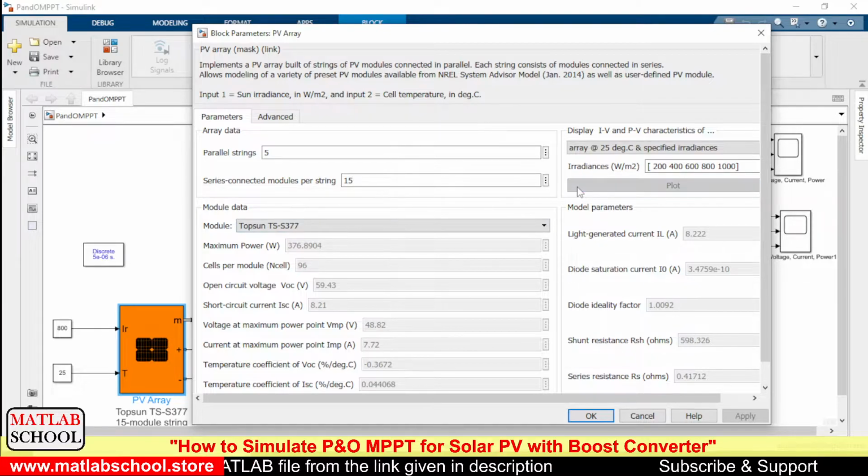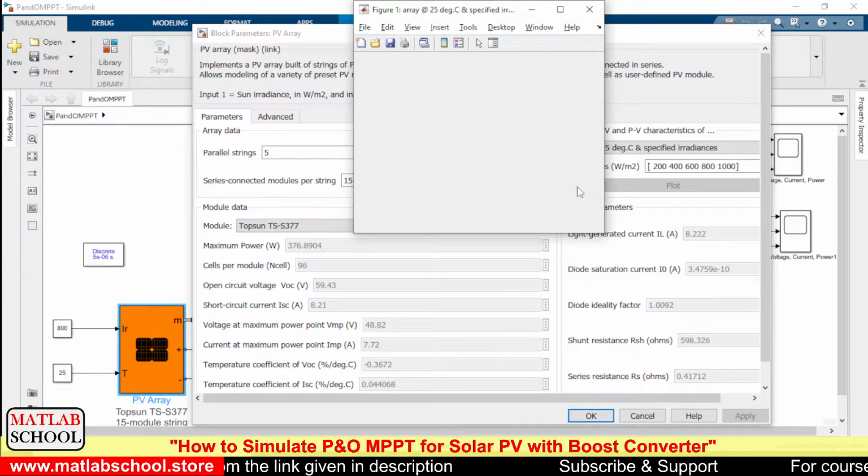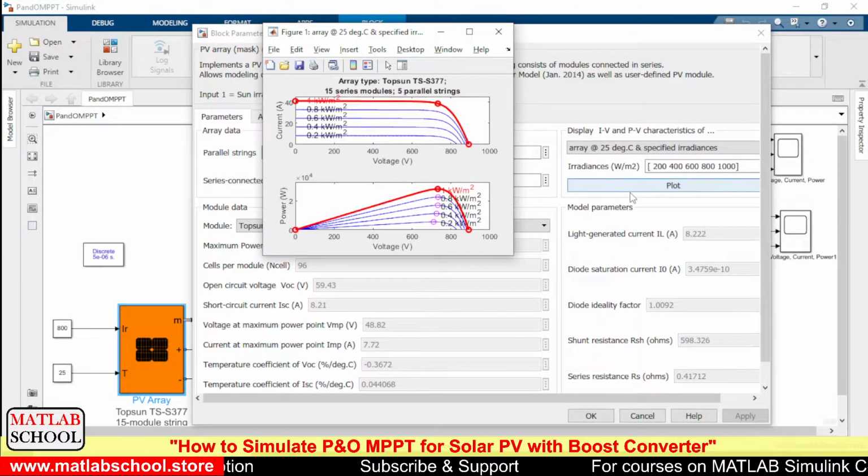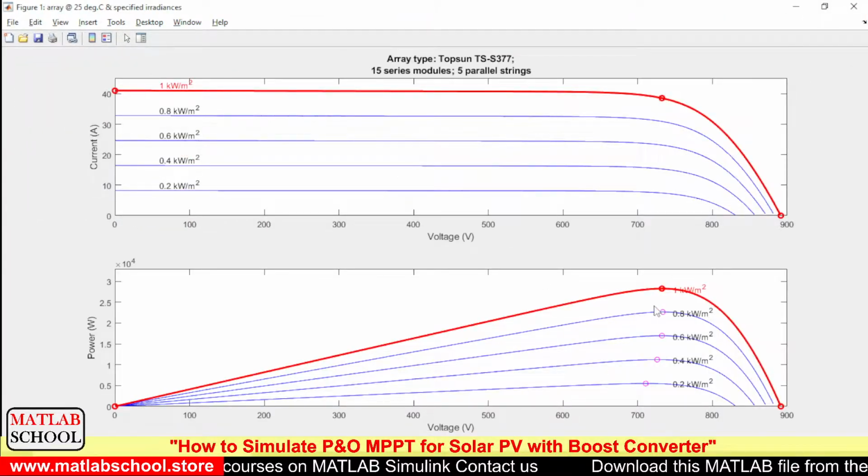We can plot the values of power, voltage and current with respect to the irradiation and the temperature. Here the temperature is 25 degrees C, and for irradiation values 200, 400, 600, 800 and 1000, the values are simulated. So this is the plot across voltage and power. 0.8 kilowatt per meter square corresponds to 800 watts per meter square of irradiation.